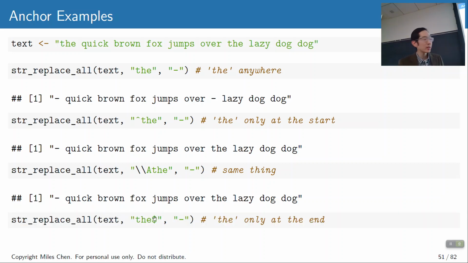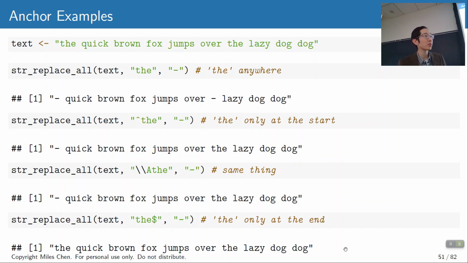Here we have the dollar sign, which means it will only match a THE if it's at the end of the string. Here it matches nothing, so nothing gets replaced with a dash. Okay.